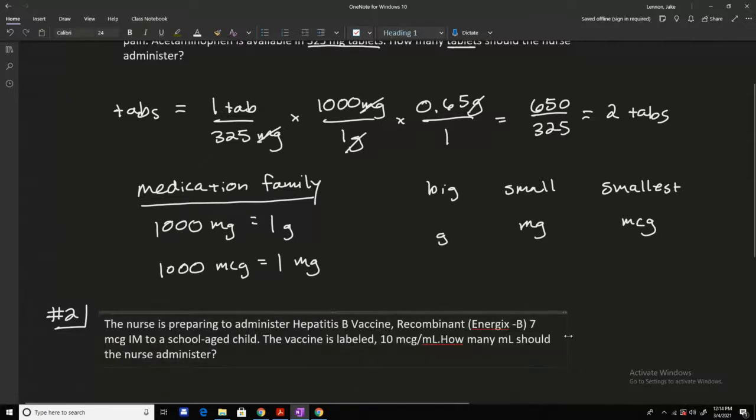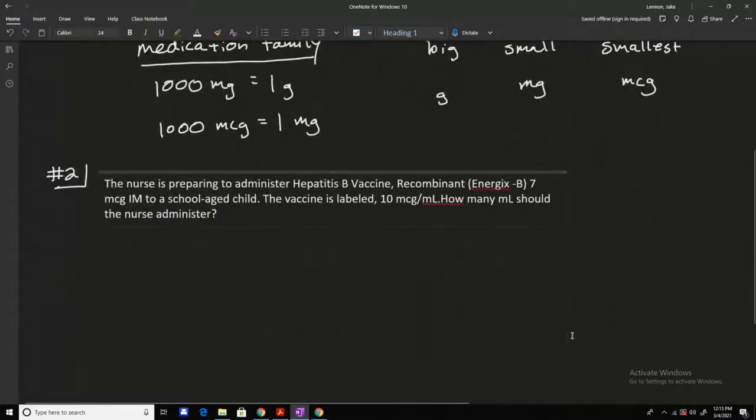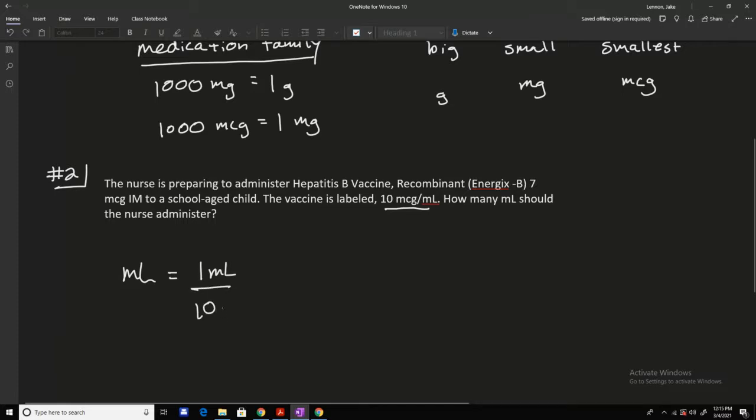Okay, so for number 2, again, don't read the problem, just go straight to the end. It's asking how many milliliters should the nurse administer, so that's where we're going to start, milliliters, and then I'm going to look for milliliters in the problem, and I see it right here. And I don't see it anywhere else. So I know that 1 milliliter corresponds to 10 micrograms of the medication. And then all I have to do is cancel micrograms, and that's the ordered dose right here, 7 micrograms. And I'm all done.